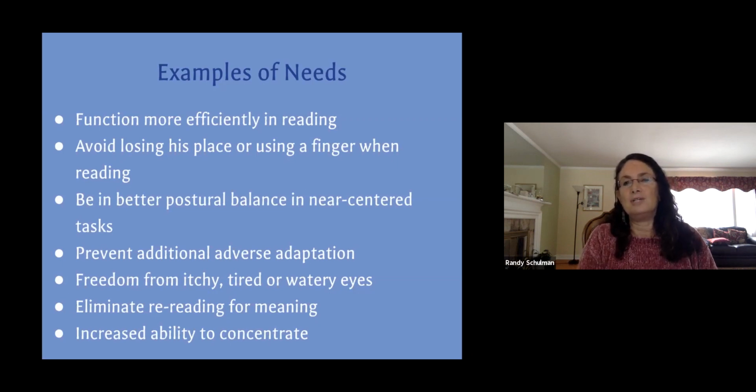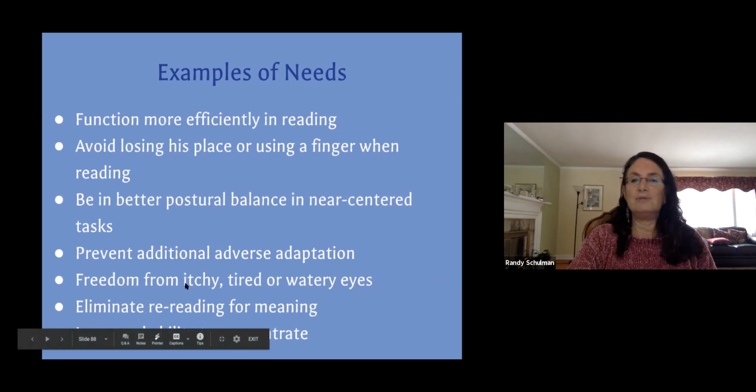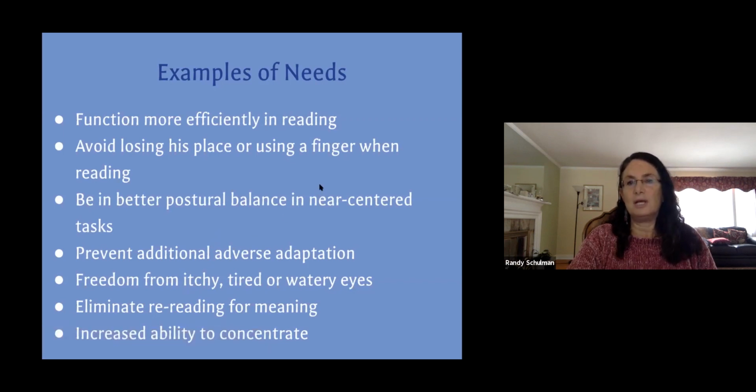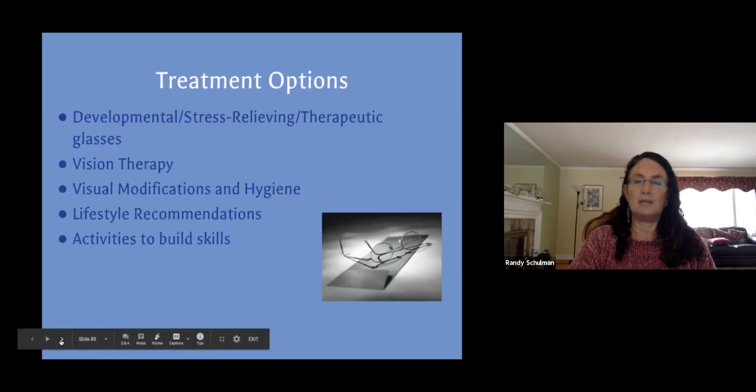Even watery, itchy, or tired eyes. Oftentimes it's not just dry eye. It actually could be related to functional problems. And then patients that have to reread or can't process information or can't concentrate. And that's a huge problem now. So many of the kids and teens I see, and I've seen it with my own kids, are trying to study, but then they're also on Insta and watching a movie at the same time. So there is that. But you also want to be looking at, okay, how can we help their ability to concentrate? Again, treatment options. We've talked about developmental, stress relieving, and then therapeutic glasses.